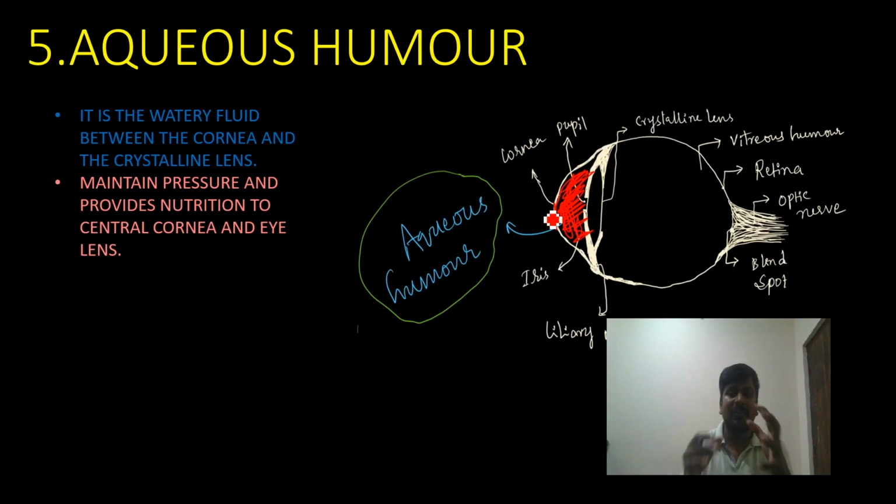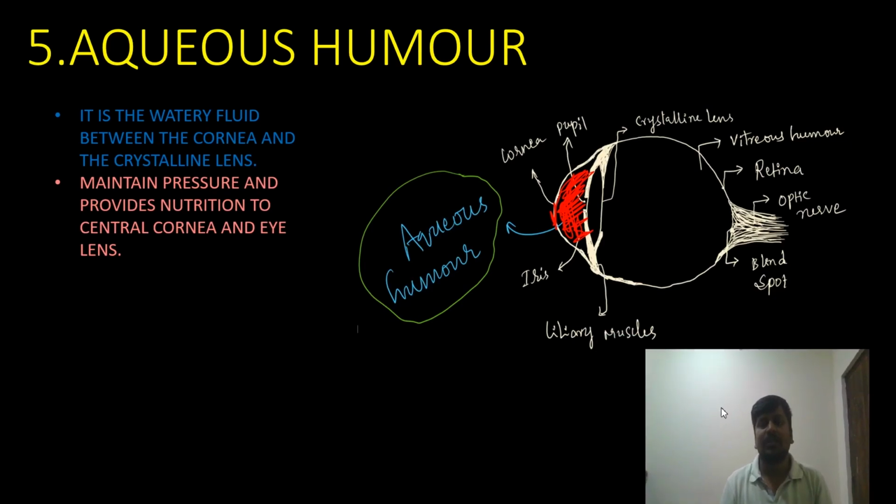So however the eyeball will be there, the right size. That's why it maintains that, whatever the pressure is required to maintain that size of the eyeball, so it gives that pressure, right? And next one, it provides the nutrition. So here you can see it provides the nutrition to the central cornea.